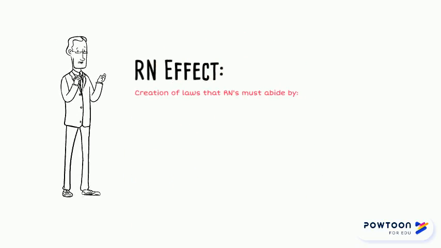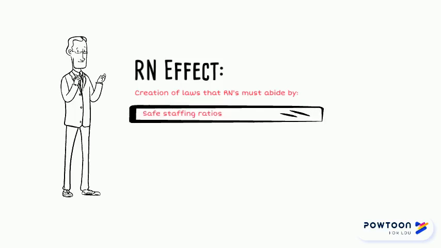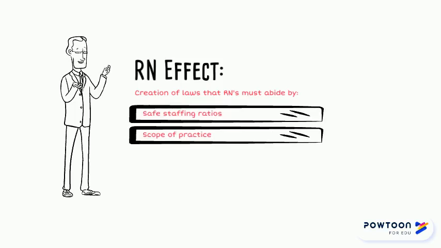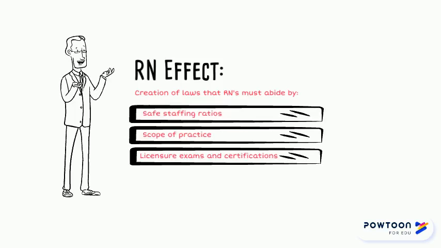Creation of laws that RNs must abide by, which include things like A. Staffing ratios, B. Scopes of practice, and C. Licensure exams and certifications.